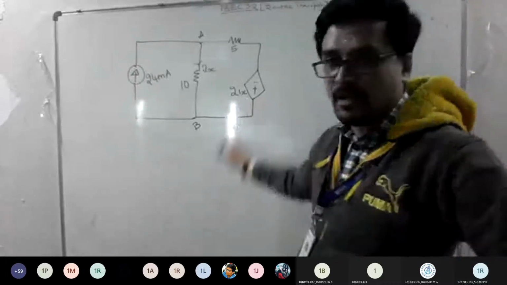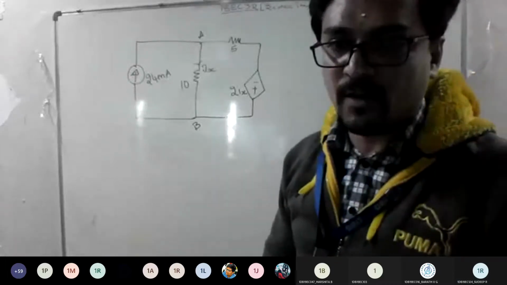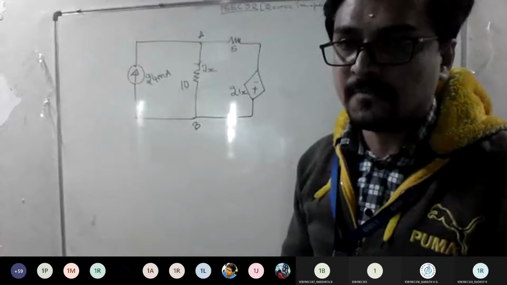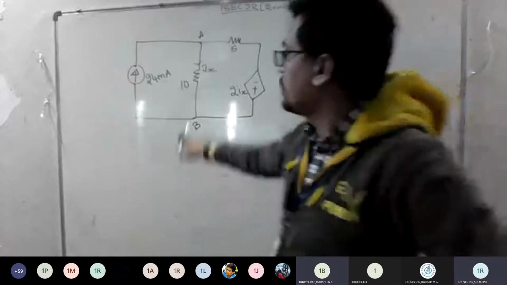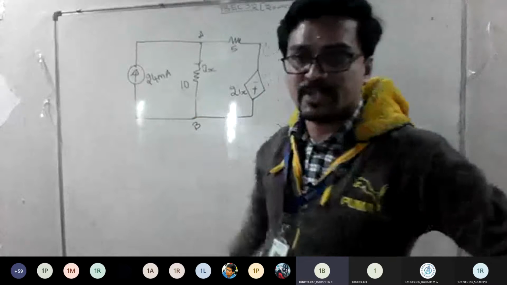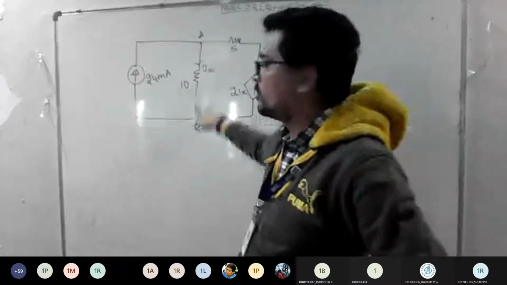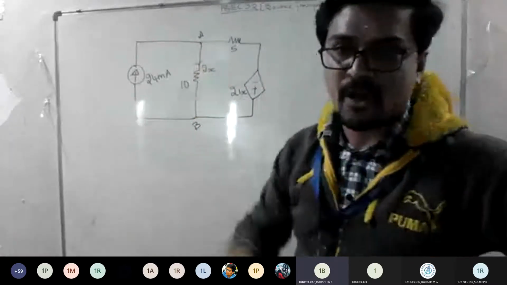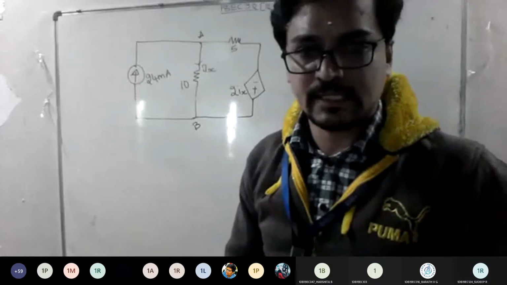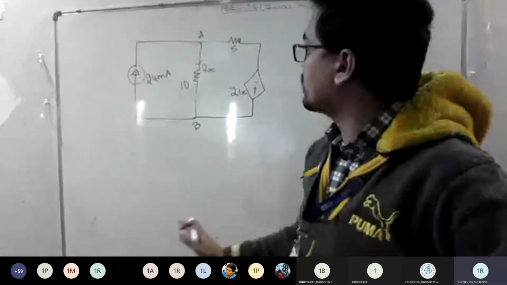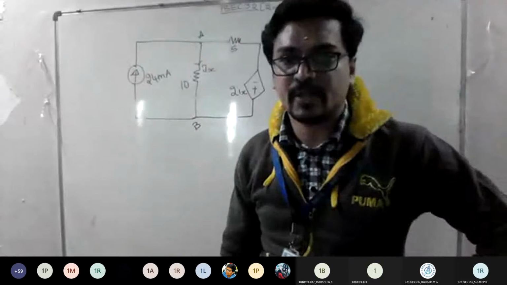Can you tell me across what it is depending now? Across Ix. Where is Ix? Across the 10 ohm. So what is the question? You need to find the current across this 10 ohm. It means you're not supposed to do any alteration to the 10 ohm. The remaining you can do whatever you want. So what is the thing you can do now?